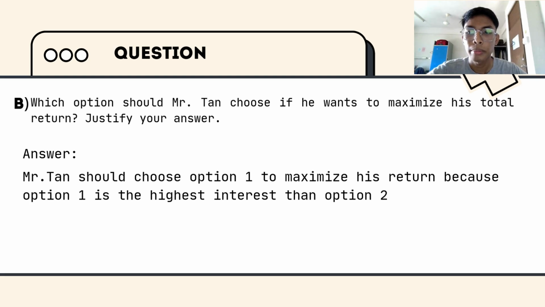Next, question part B. Which option should Mr. Tan choose if he wants to maximize his total return? Justify your answer. The answer is Mr. Tan should choose option 1 to maximize his return because option 1 has the higher interest than option 2.